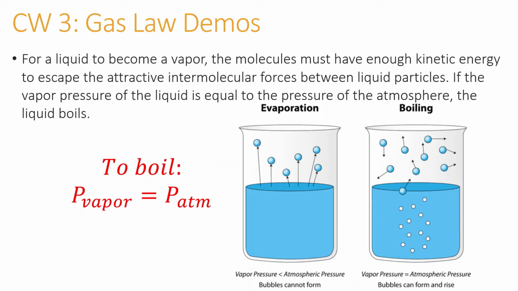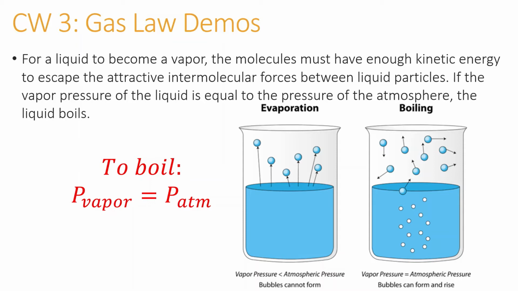For a liquid to become a vapor, in other words, for it to boil, the molecules must have enough kinetic energy to escape the attractive intermolecular forces between the liquid particles. So in order to boil, the pressure of the vapor must be equal to the pressure of the atmosphere. Usually this means that I have to heat the liquid until that vapor pressure is high enough to match the pressure of the atmosphere, at which point it will boil.